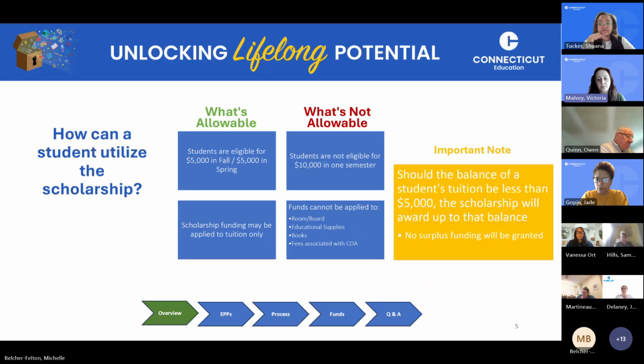We've had several students reaching out asking if everything's covered in their tuition, if they can apply the funds elsewhere. Unfortunately, just due to legislative language, again, it's only for tuition. And also noting that if the balance of a student's tuition is less than $5,000, say it's $3,000, we will award up to that amount. So we'll cover that $3,000, but that extra $2,000 will just not be granted. We only award up to the amount, no surplus funding.